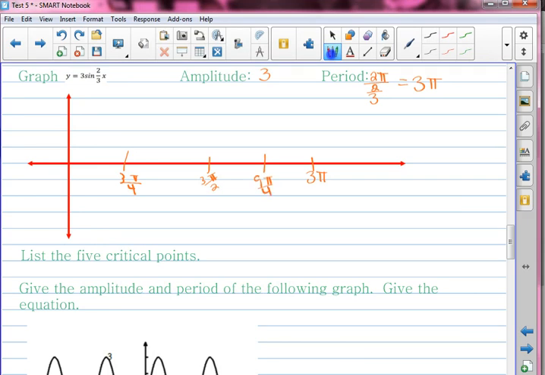And then you do your amplitude. This is going to be negative 3. As long as you label it, I don't really care where on the axis it is. Just make sure you give yourself enough room. Then you're ready to graph. Sine graphs always start on the origin. You go up to 3 pi over 4, down through 3 pi over 2, down and back up.